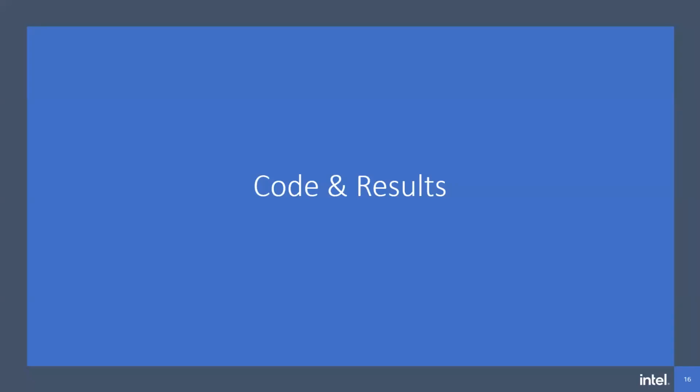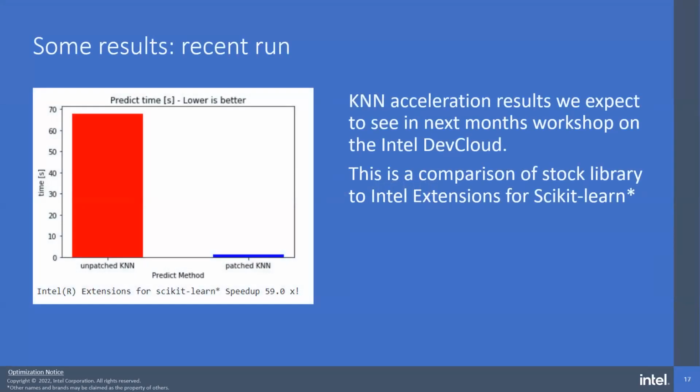Okay, I'm going to keep going. So again, this is along the lines of the motivation. I want to invite you to this workshop we're going to do, because you will generate this curve. What this does is compare the stock library with the Intel extension for Scikit-learn. It was the KNN algorithm. So this was KNN on a particular data set, the synthetic data set that we created. This was just showing the patched version versus the unpatched.